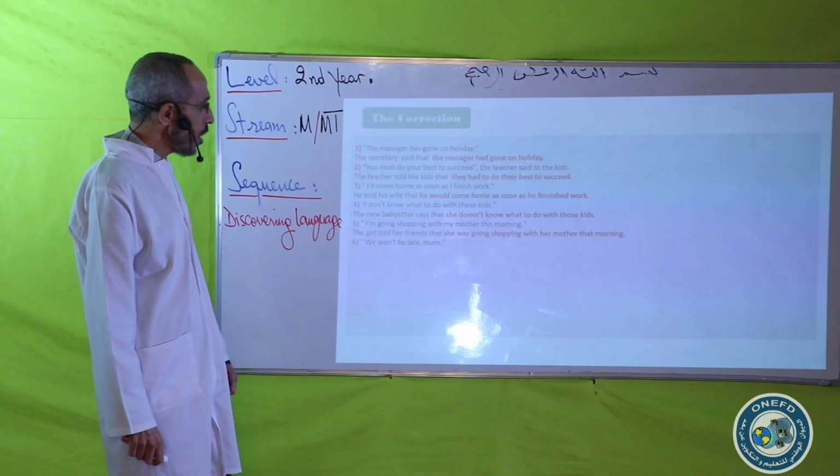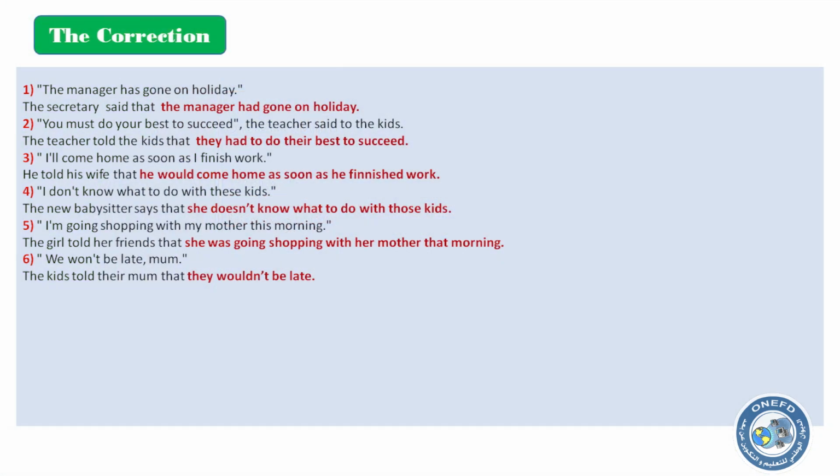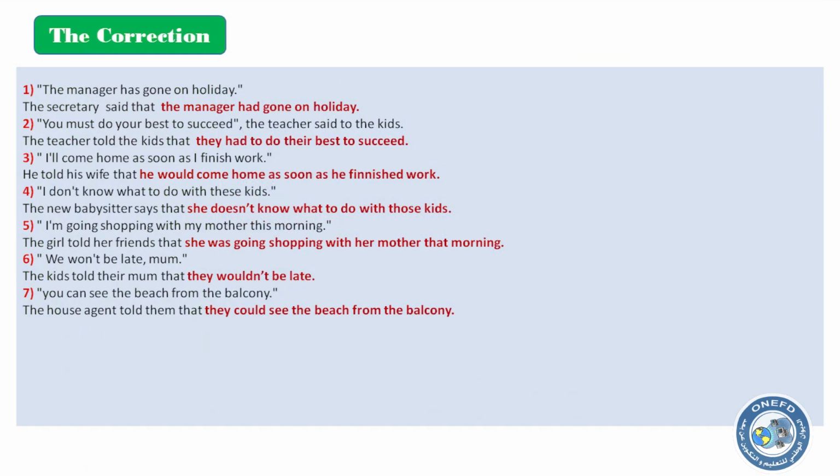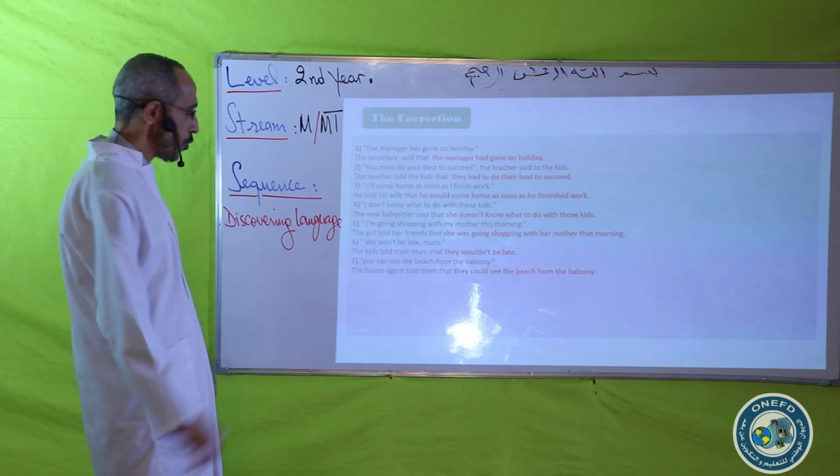6. We won't be late, Mom. The kids told their mother that they wouldn't be late. 7. You can see the beach from the balcony. The house agent told them that they could see the beach from the balcony. You, change it to they. The verb can, change it to could. These are the 2 changes we performed.